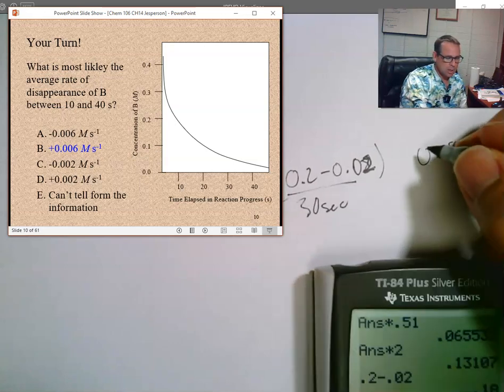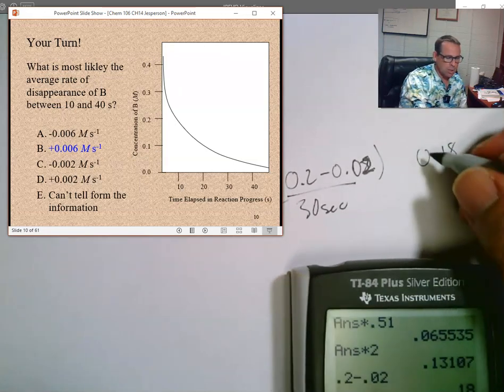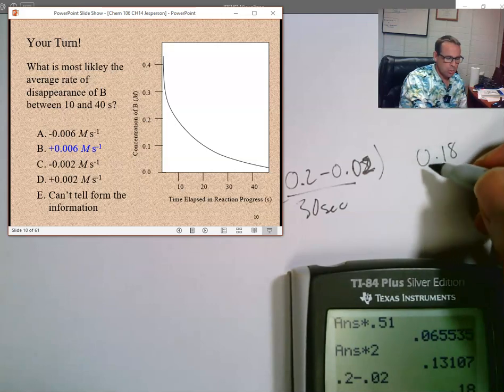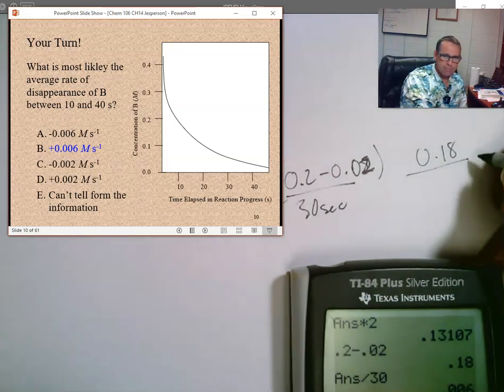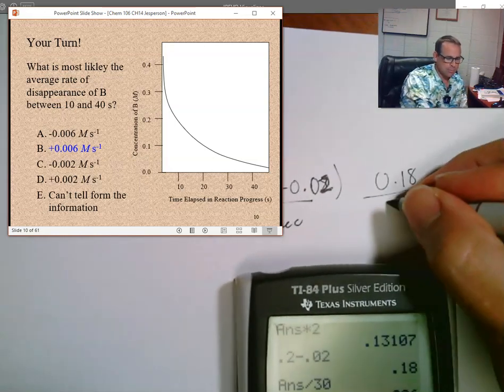That's changing, that's rise, change in Y, right? Over our change in seconds divided by 30. Okay. That looks good.